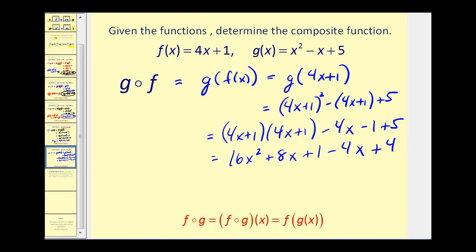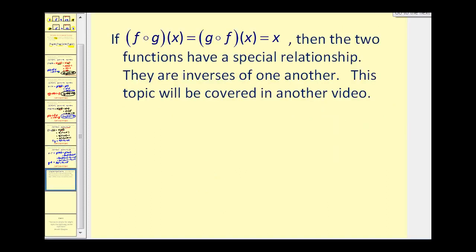You can see this type of problem is a lot more work. We're going to have 16x squared plus 4x. Here we have a positive 1 and a positive 4 plus 5. And notice that when we change the order of the composition, the result was quite different from what we had on the previous screen. One last comment I'd like to make.